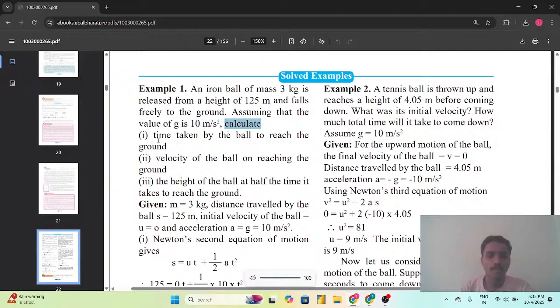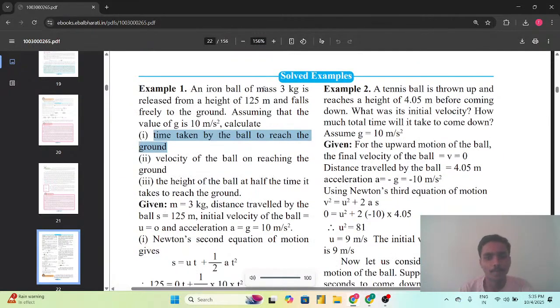सो कैलकुलेट क्या करना है, तो सबसे पहले टाइम टेकन बाय द बॉल टू रीच द ग्राउंड, एंड सेकेंड वी हैव टू फाइंड द वेलोसिटी ऑफ द बॉल ऑन रीचिंग द ग्राउंड, एंड थर्ड द हाइट ऑफ द बॉल एट द हाफ द टाइम इट टेक्स टू रीच द ग्राउंड. So firstly we have to find the time taken by the ball to reach the ground.